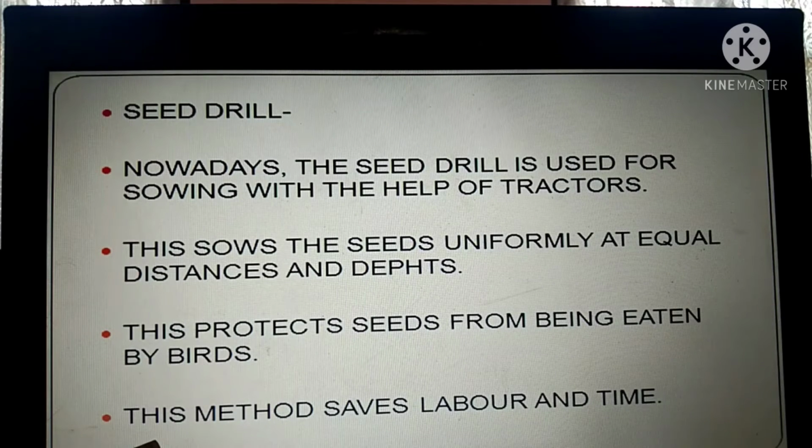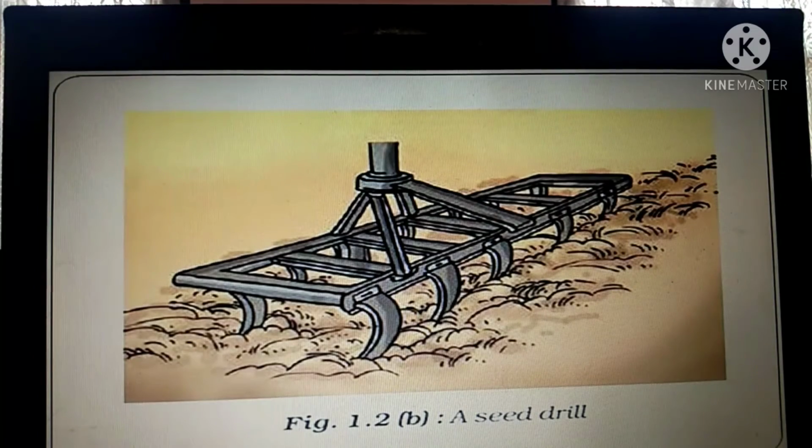So this method definitely saves labor and time, because you have tractors involved in this method. Because tractors are there, you don't have to walk through the whole field, right? So definitely it saves labor. Less energy is used as well as less time is used. So this method is much more convenient. Yes, so this is the seed drill.